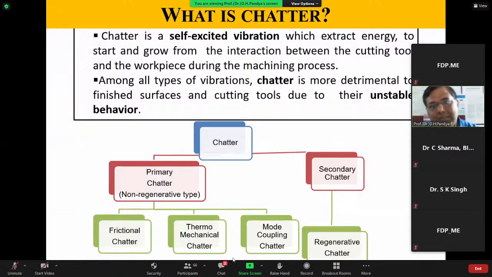Chatter is the result of self-excited vibration. Chatter is detrimental to the finished surface, and it reduces the life of the cutting tool.